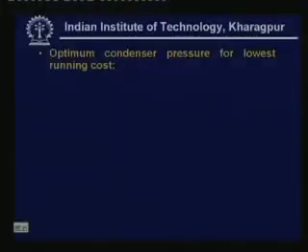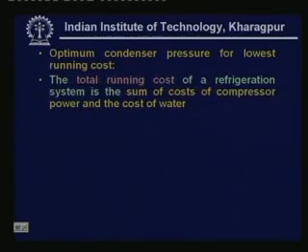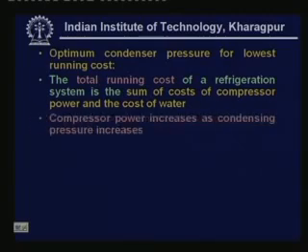Now, let us quickly look at the existence of an optimum condenser pressure for lowest running cost. This is for water cooled condenser based systems. For any water cooled condenser based refrigerant system, the total running cost of a refrigerant system is the sum of costs of compressor power and the cost of water, and compressor power increases as condensing pressure increases.